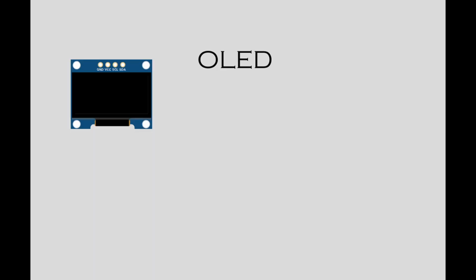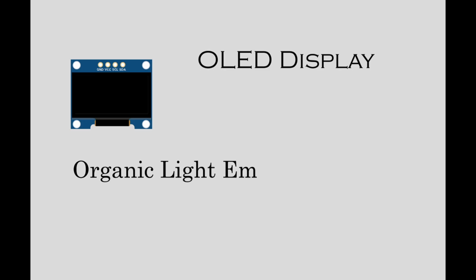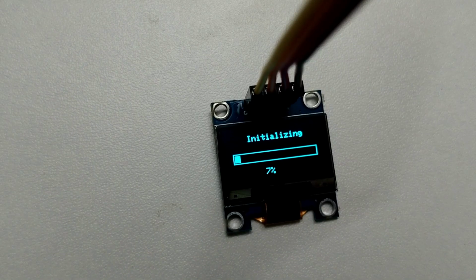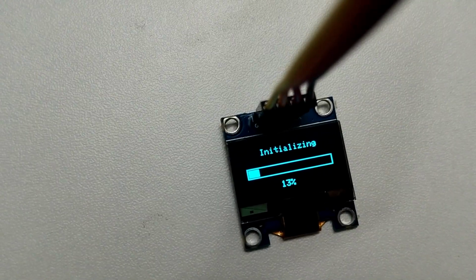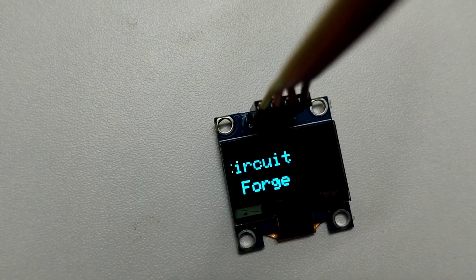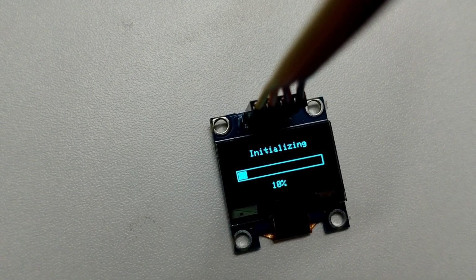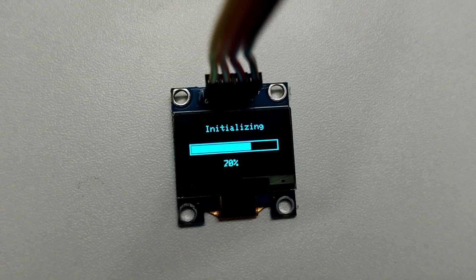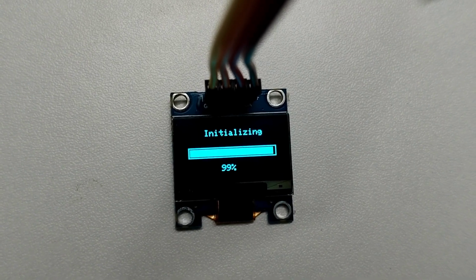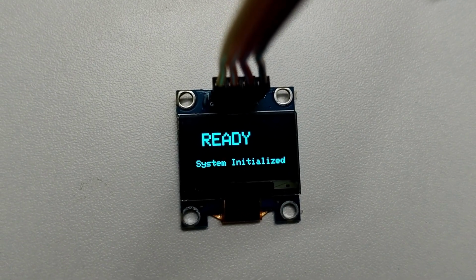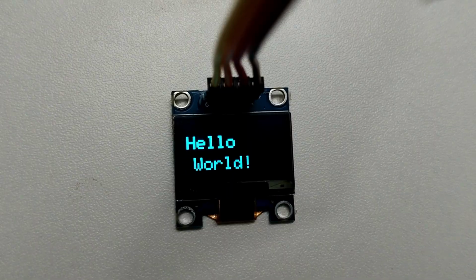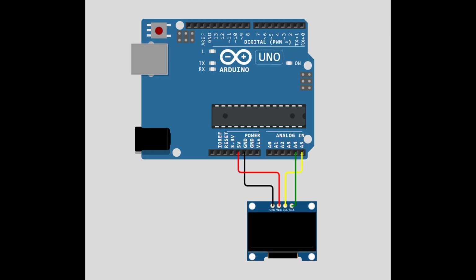This tiny display is called an OLED display. OLED stands for Organic Light Emitting Diode. Unlike traditional LCDs, every pixel on an OLED generates its own light, making it brighter, sharper, and perfect for compact embedded devices. Because of its low power consumption and excellent visibility, you'll find OLED displays in countless embedded and IoT projects. The wiring is very straightforward.